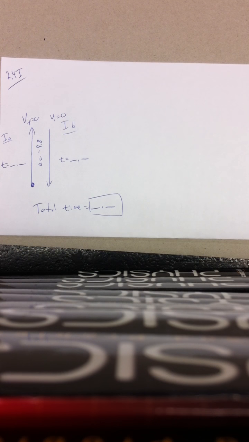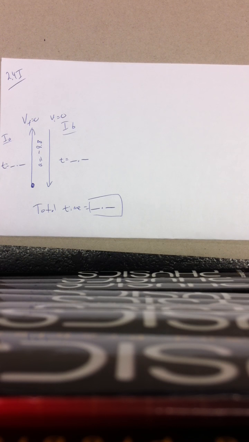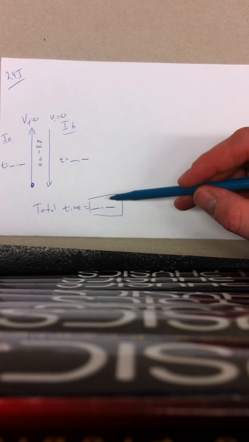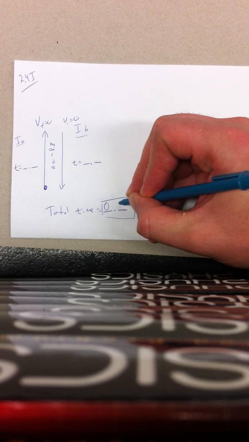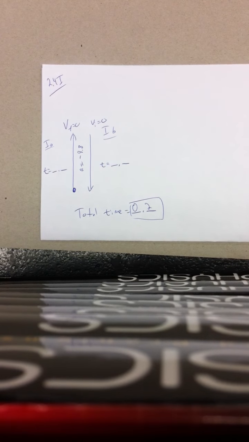All right, now we're going to be working on question 2.4i. It says a ball is thrown up into the air and is caught by the thrower after a certain amount of time, and our total time goes here. Now, my code's 2, so I'm going to be 0.2. It's a little bit unrealistic, but it's what we have.